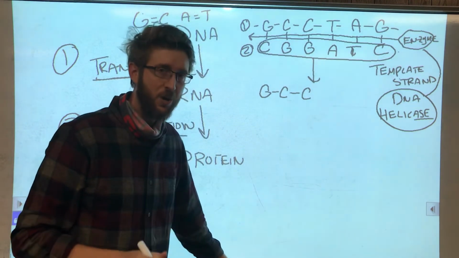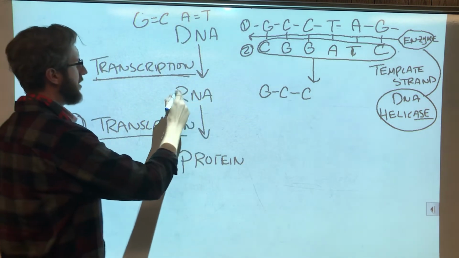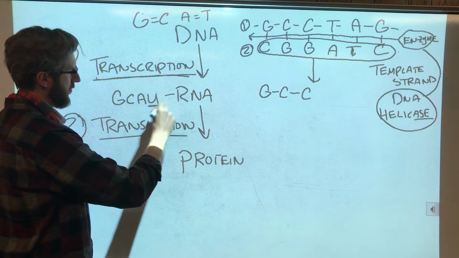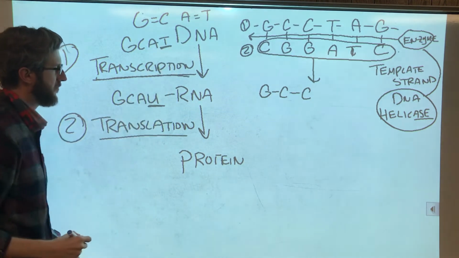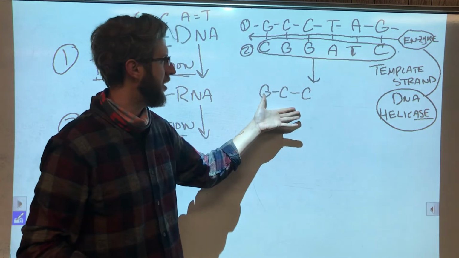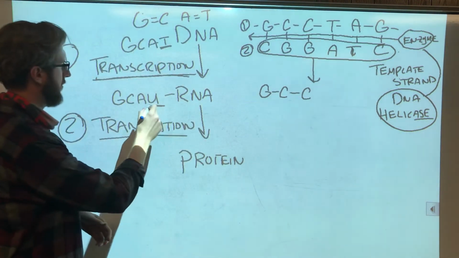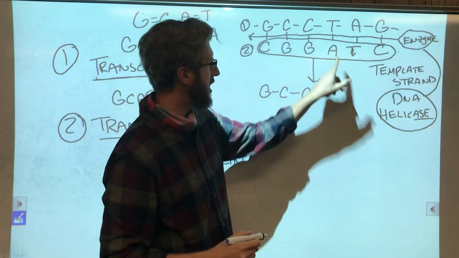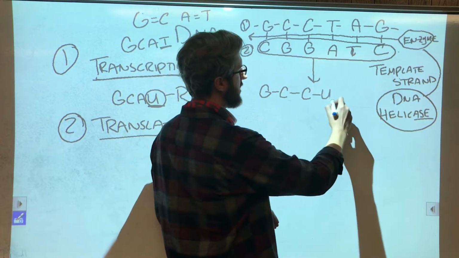Well, no. Remember, when we were talking about RNA, RNA is made up of G, C, A, and U, where DNA is G, C, A, and T. So when we're rewriting the DNA as a strand of RNA, there is no T. There is a U instead. So instead of rewriting this A as a T like we would if it were in DNA, we're going to rewrite it as a U.